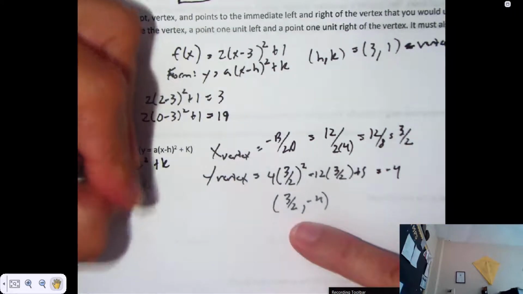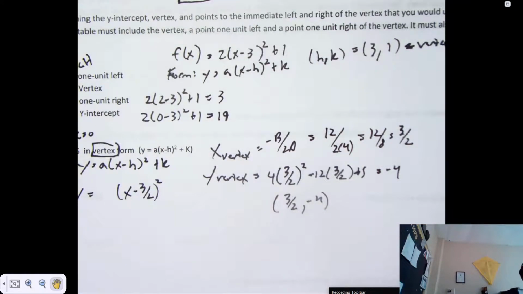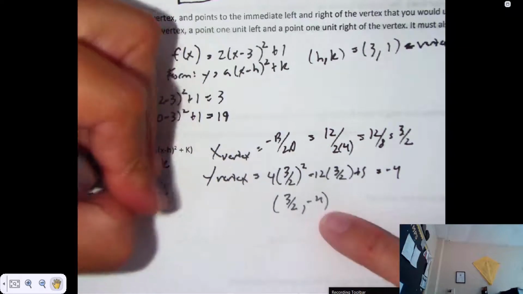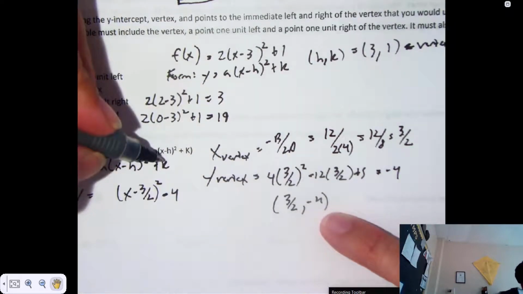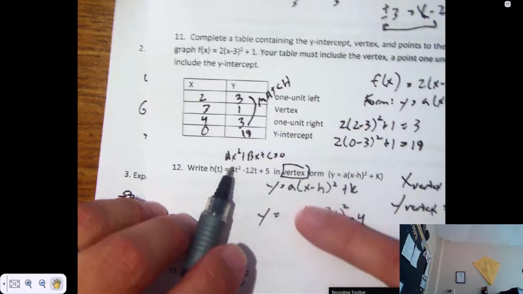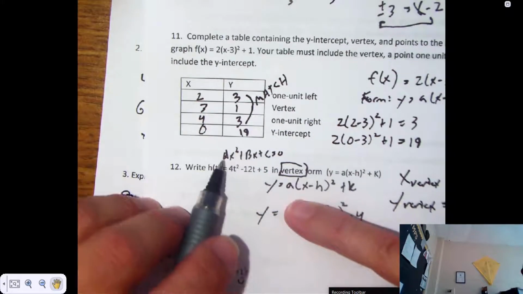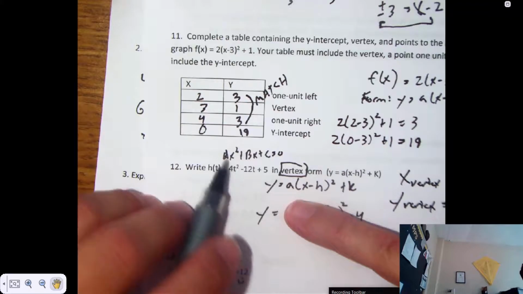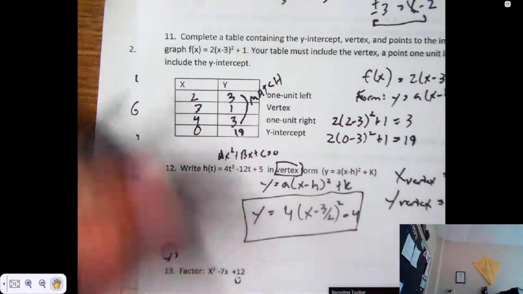X minus 3/2, we're changing sign as we enter parentheses, minus 4, because we keep this guy's sign. It starts with a K, keep it. Now, look, we need an A, right? It's right there. Notice how I lined things up? That's the whole point of forms. It's 4. There she is.